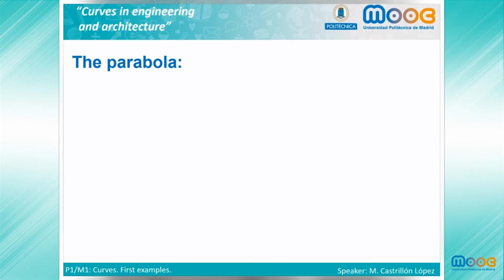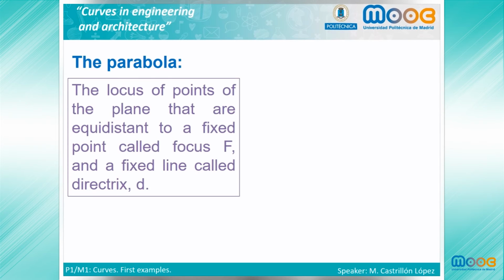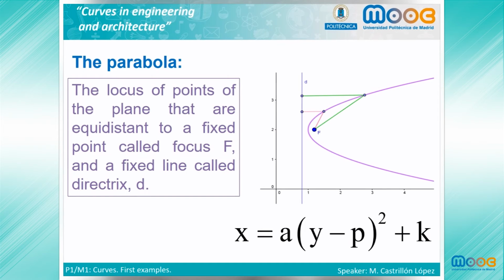With this approach, we can also have a look at the parabola. The parabola is the locus of points of the plane equidistant from a given point called focus and a given line called directrix. One can find analytically the relationship between the vertex and the equations with the focus and the directrix, but we will not do it here. In the case where the directrix is vertical, the points must satisfy the equation of this type at the bottom of the screen.